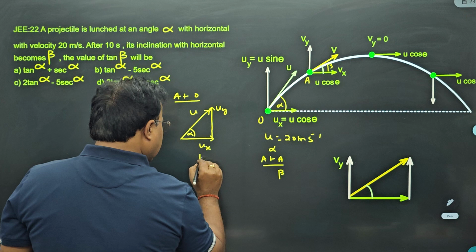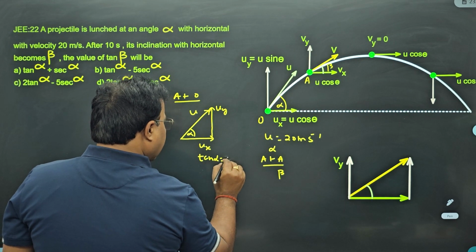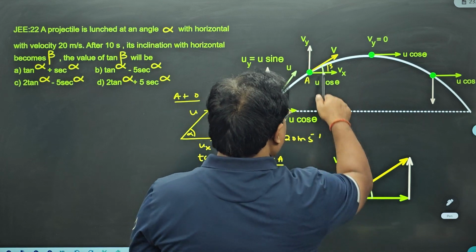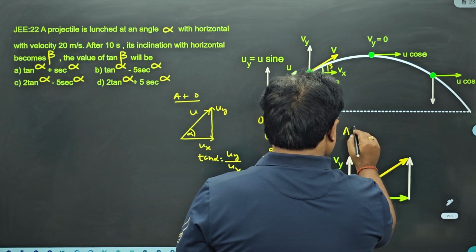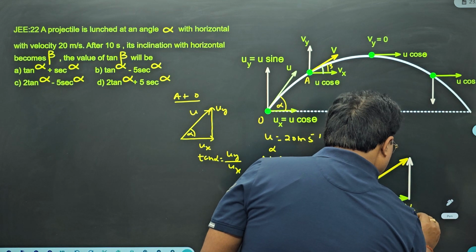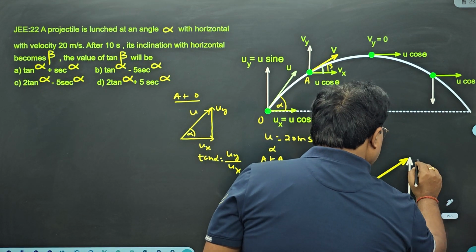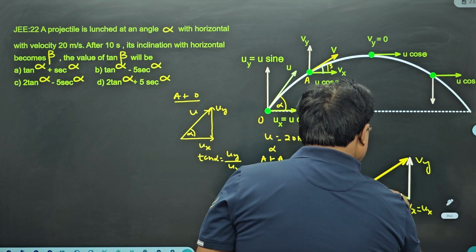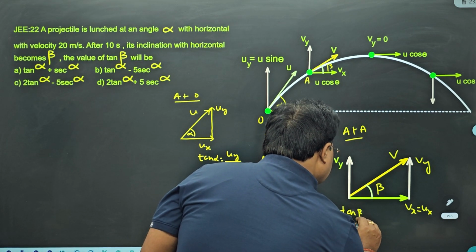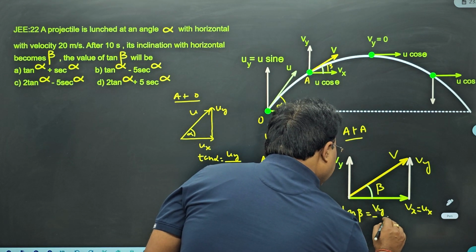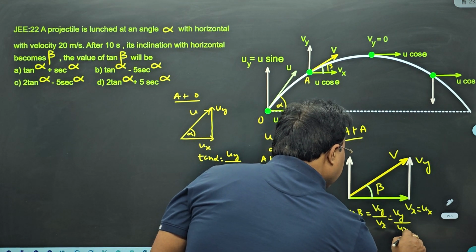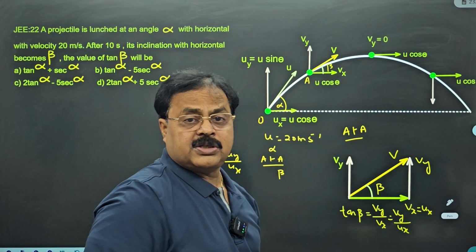You tell me, my dear students, what is tan alpha? Tan alpha is equal to Uy by Ux. In this triangle at A, what is the vector triangle? Vx is equal to Ux, you know, horizontal velocity remains constant. This is Vy, this is beta, and this is V. What is tan beta here? Tan beta is equal to Vy by Vx, that is equal to Vy by Ux, because horizontal velocity remains constant.